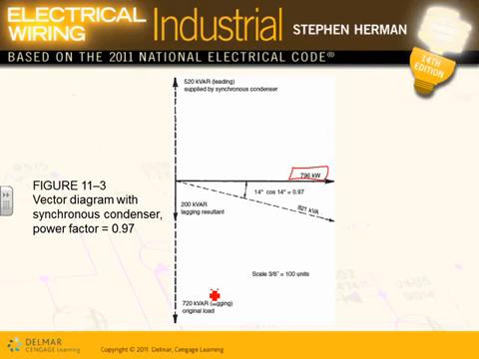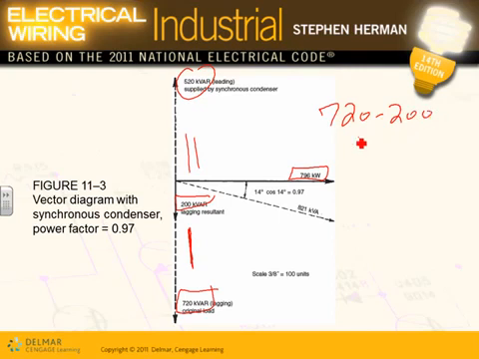Here's my original kVAR. I subtracted, can you guys see that? This is subtracted. Take this, subtract 20, that will give you this value. Can you guys see that? Everybody can see that? You take the 720, so we took the 720 minus 200 equal 520. So we neutralize 200 kVARs out of the kVAR system.